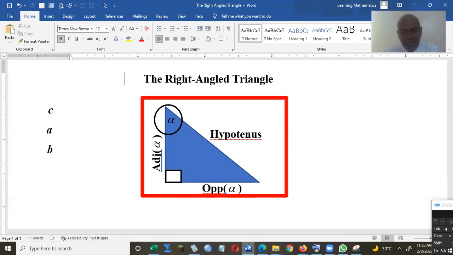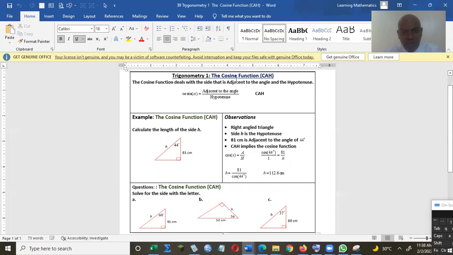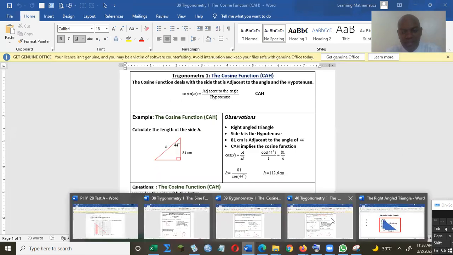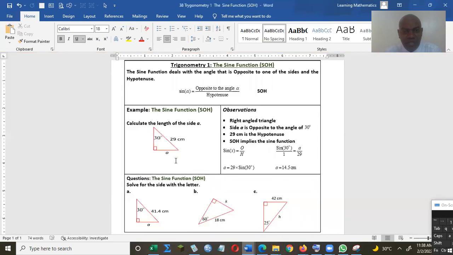Now, we are familiar with the sine function, the cosine function, and the tangent function. I'm sure we have heard of them already. The sine function, or the sine ratio, if you want to put it that way, is given by sine of the angle is the side opposite to the angle alpha, in that case, divided by the hypotenuse.